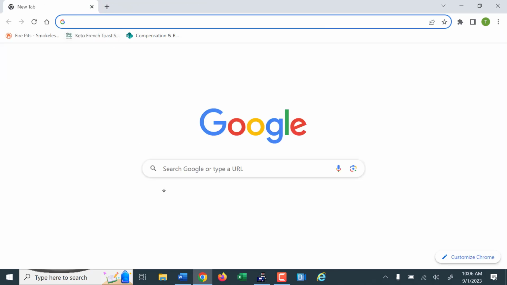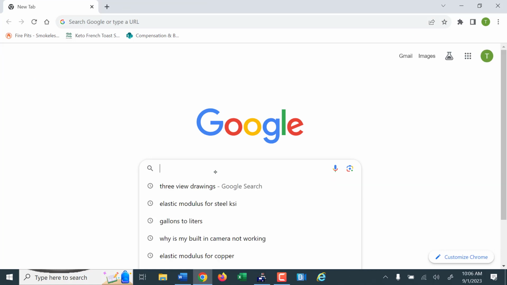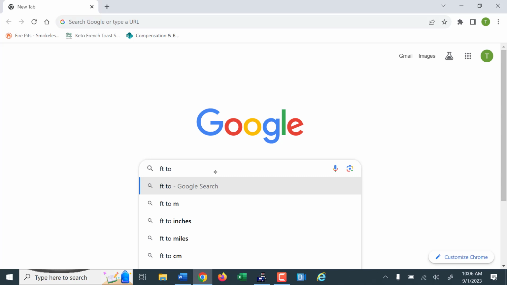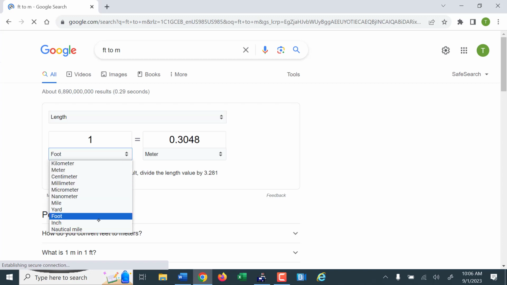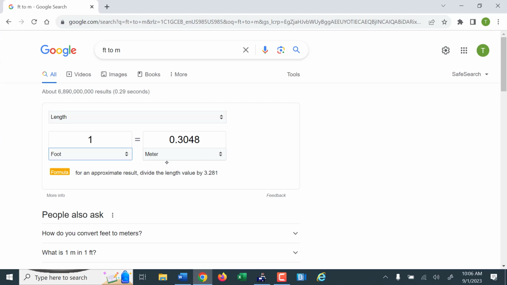So if you just go into Google and type feet to meters, it'll usually pull up this same little chart here where you can come over here and you can select what units you want on this side. If I'm going from feet into meters, 1 foot is 0.3048. Or if you wanted to put the meters here and feet over there, 1 meter is 3.28 feet. It's great about giving you that conversion.